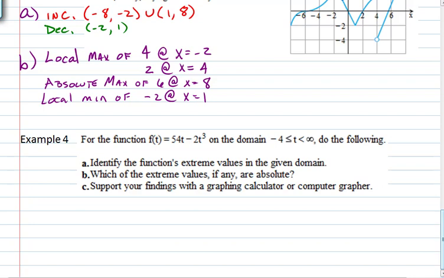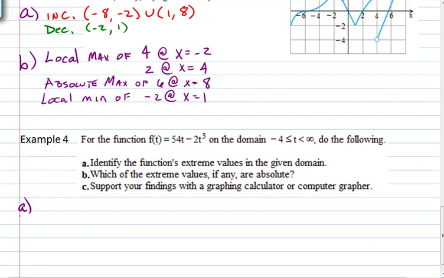Example 4, for the function f of t equals 54t minus 2t cubed on the domain from -4 to infinity, do the following. First, identify the function's extreme values in the given domain. When it says find the extreme values, what am I looking for?